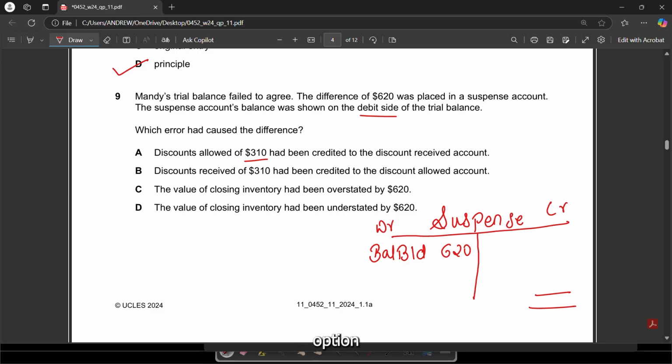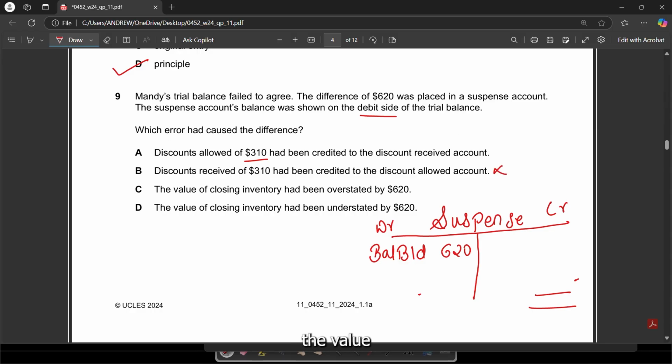Okay, next option, discount received of 310 has been credited to discount allowed account. Discount received, so you need to credit it, but you recorded it on the debit side. Again, if you are recording on your debit side, your debit side will increase by 620, not the credit side. So again, B is not the right answer.